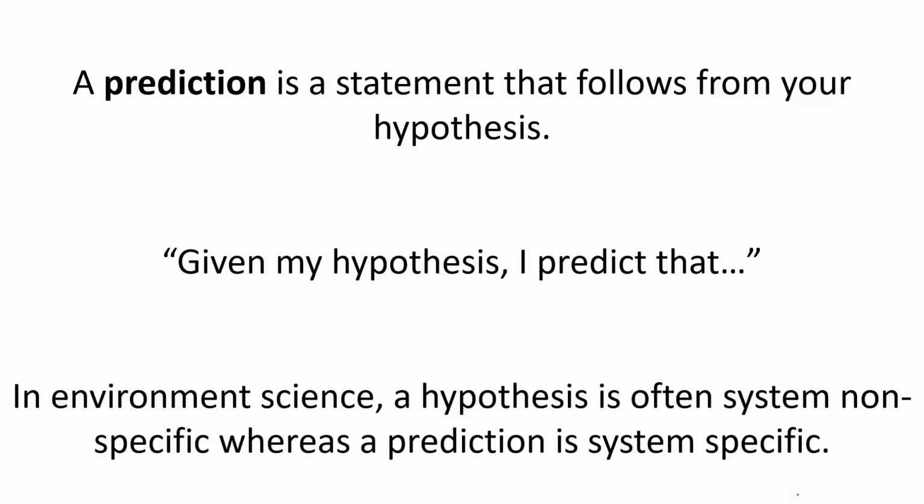In environmental science, a hypothesis is often system non-specific, meaning that if we were to observe something with crabs and anemone, the hypothesis doesn't actually deal with crabs and anemones. It might deal with symbiosis in general, whereas a prediction is system specific. So the prediction would deal with crabs and anemones. This will become clear as we practice more and more.